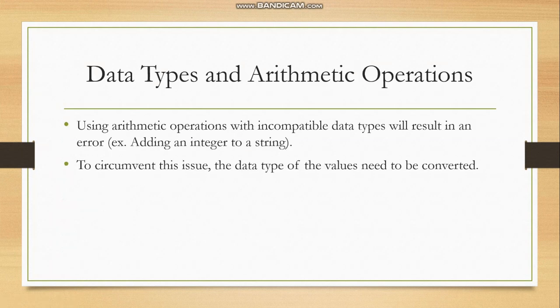Now, when it comes to adding or subtracting things, you have to keep data types in mind very much. Obviously, how are you supposed to add hello world and 3.5, right? That doesn't make much sense. So, when using arithmetic operators, some data types are incompatible. Let's say adding an integer to a string, let's say adding 4 to hi, that would result in an error. And to circumvent this issue, if you really want to put it as a string, then you need to change the data type.